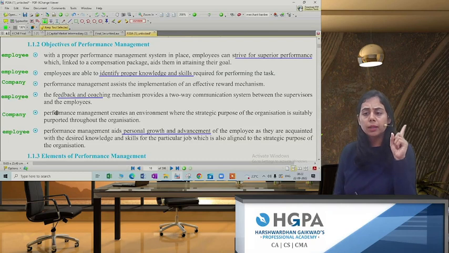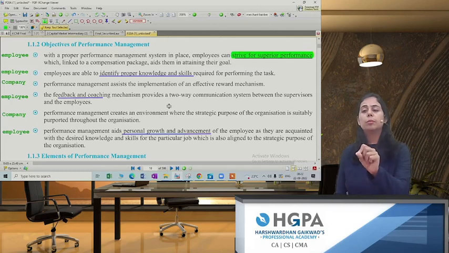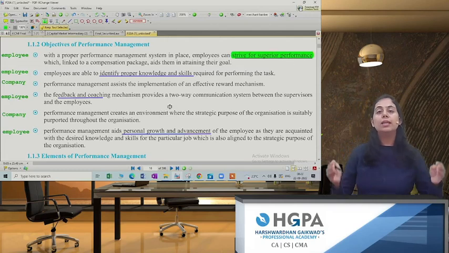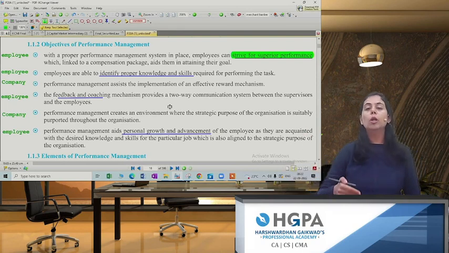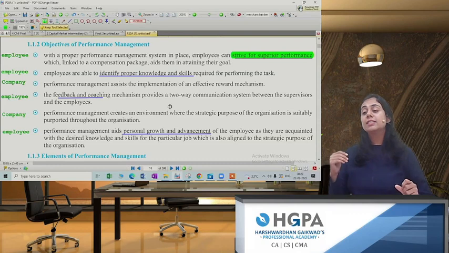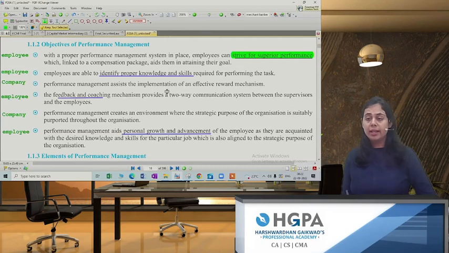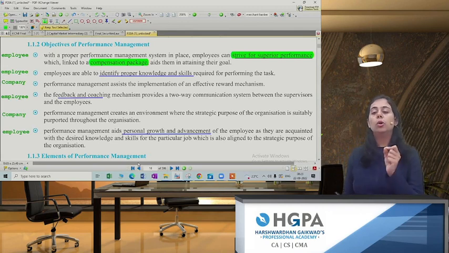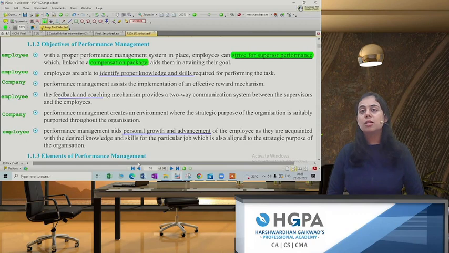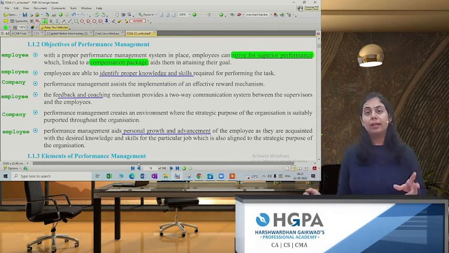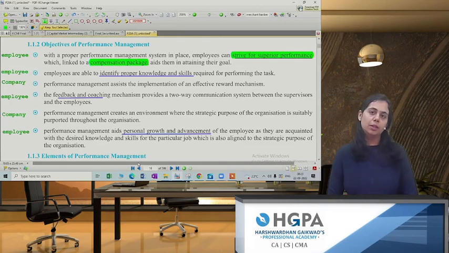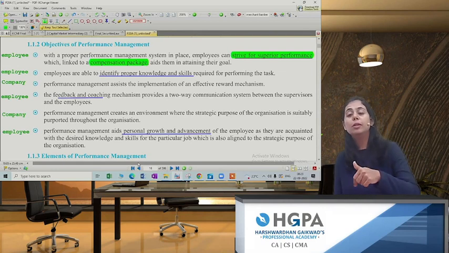First of all, with a proper performance management system in place, an employee can strive for superior performance. Here what will happen, because an employee is clear what a company needs, what performance a company needs, he can strive and get a superior performance. And when he performs well, definitely he has to be compensated with a good package, that is your salary. So what is the objective of performance management? It is to make your employee capable enough and happy enough to work in a company. So the first point here is that a person is able to strive for higher performance because he will be paid well.